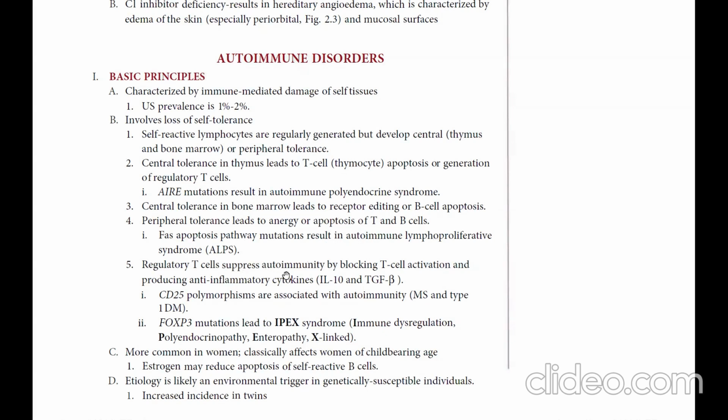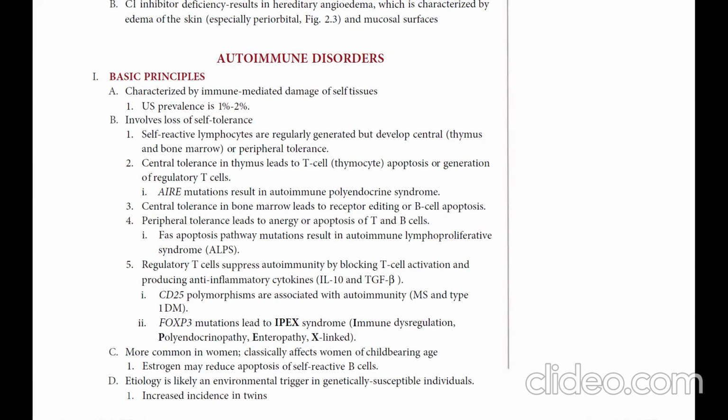Regulatory T cells suppress autoimmunity by blocking T cell activation and producing anti-inflammatory cytokines, interleukin-10 and transforming growth factor beta. CD25 polymorphisms are associated with autoimmunity, multiple sclerosis, and type 1 diabetes mellitus. FOXP3 mutation leads to IPEX syndrome: immune dysregulation, polyendocrinopathy, enteropathy, and X-linked.